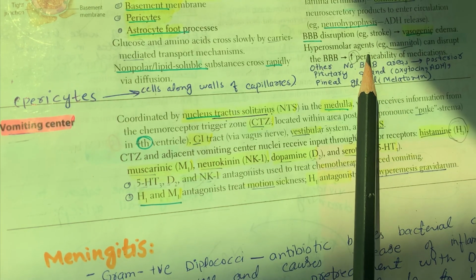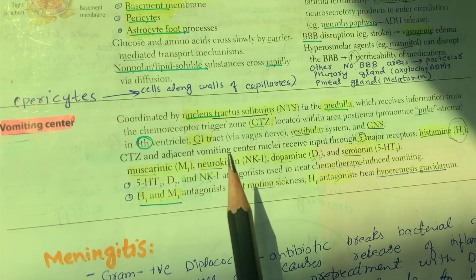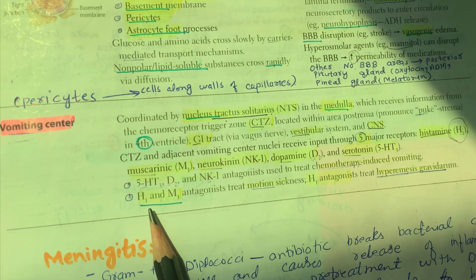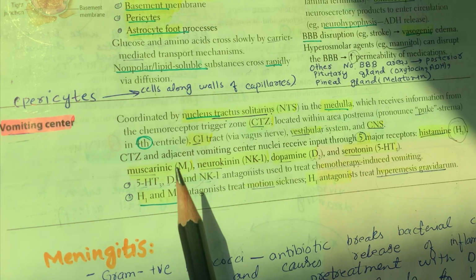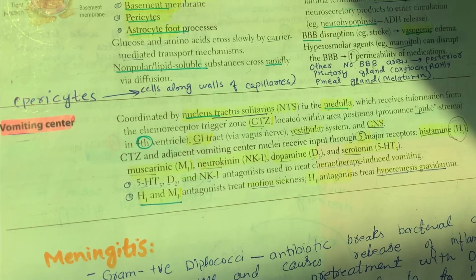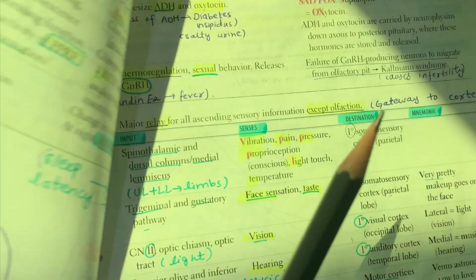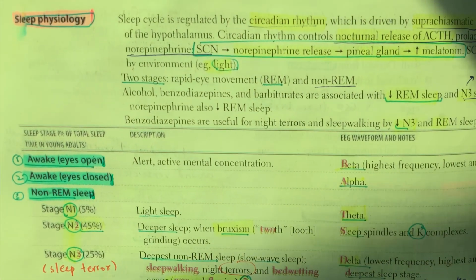barrier, and moreover, there are the 5 receptors that trigger your vomiting: 5-HT3, D2, NK1, H1, and M1. H1 and M1, motion sickness. H1 alone, hyperemesis gravidarum. The rest of these 3 are the complicated type of receptors, so obviously we're going to treat the complicated chemotherapy-induced vomiting. Next we're going to study sleep physiology.